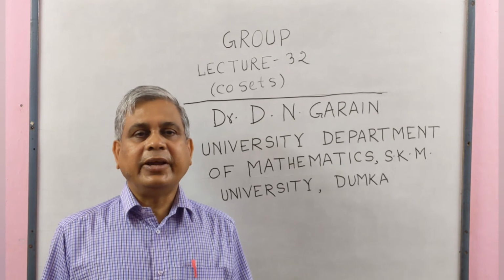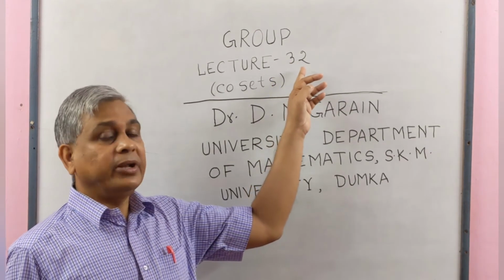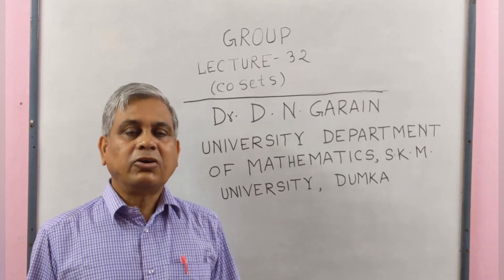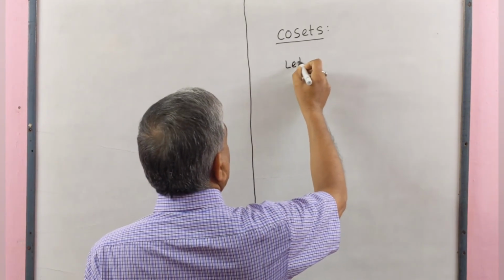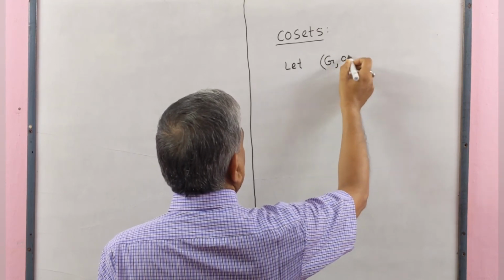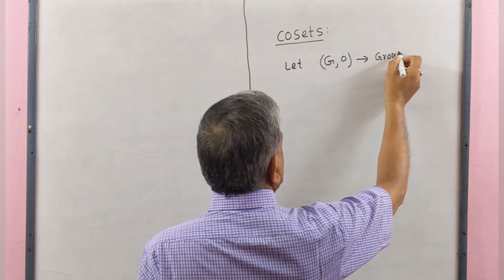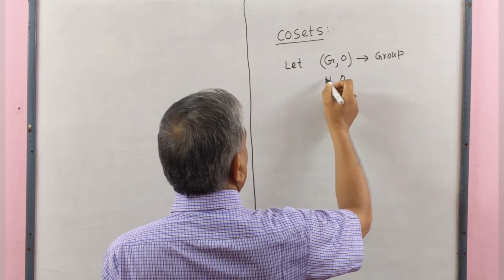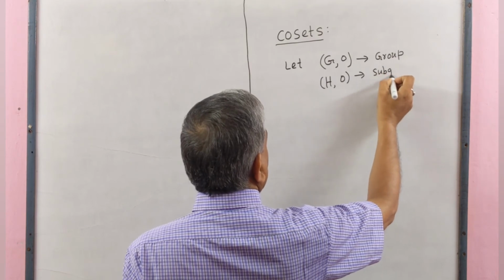Today I will deliver lecture on group, lecture number 32, in which I will discuss cosets. Let G with a given binary operation be a group, and H with the same binary operation be a subgroup of G.